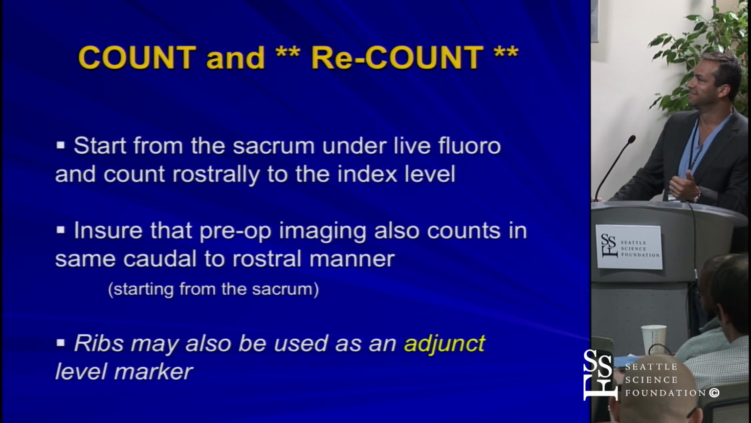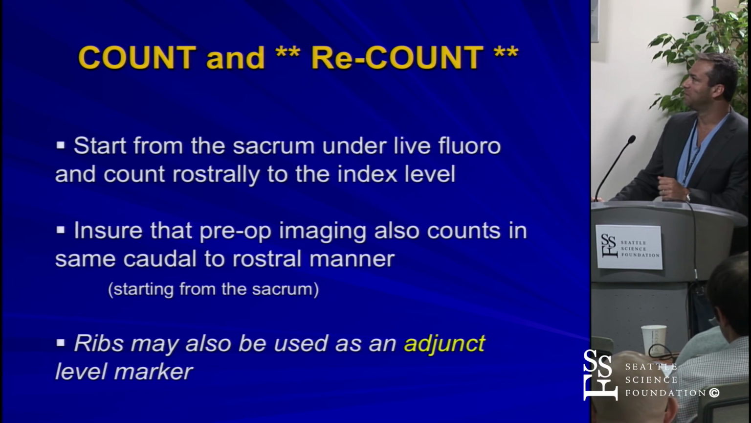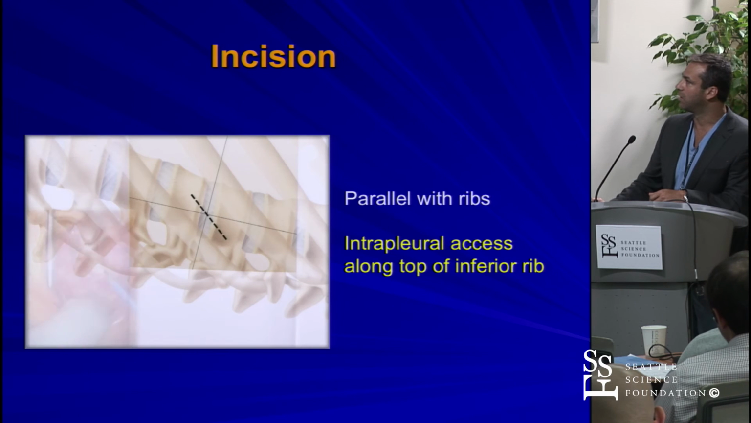Count and recount. Start from the sacrum, under live fluoro, count rostrally to the index level. Ensure that preop imaging also counts in the same caudal to rostral manner. And the ribs can also be used as adjunct level markers. Again, I'm repeating things here that are incredibly important.